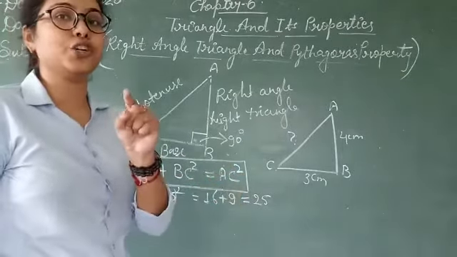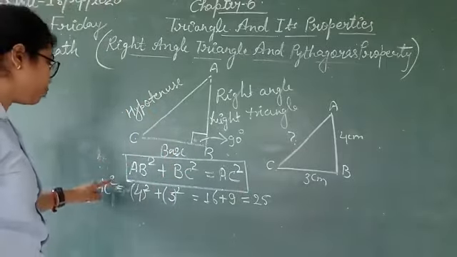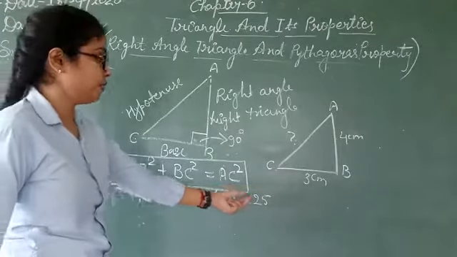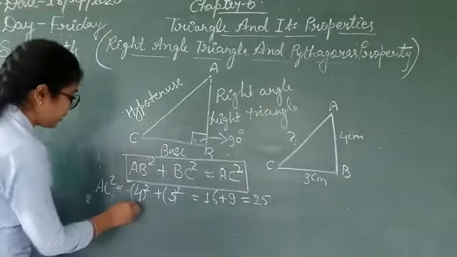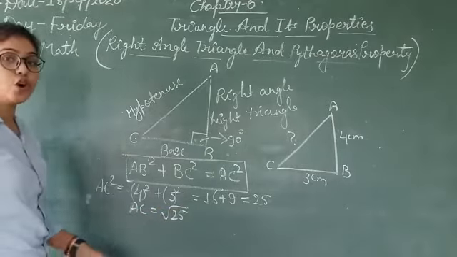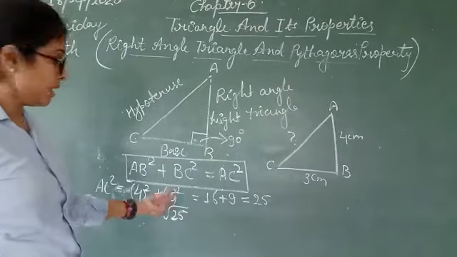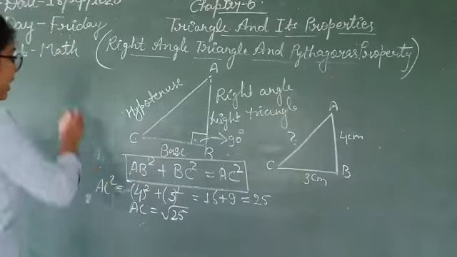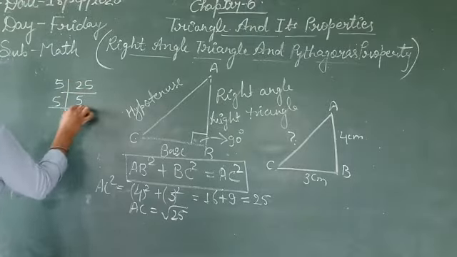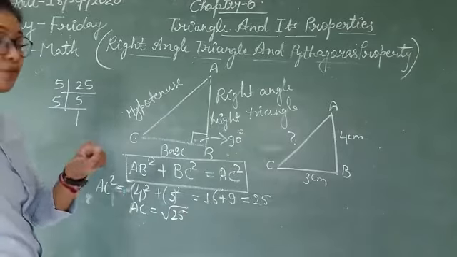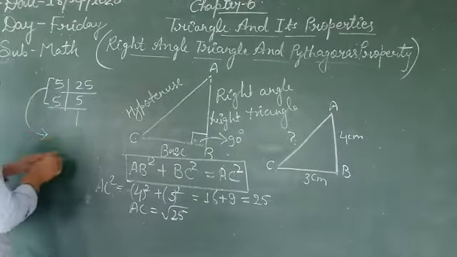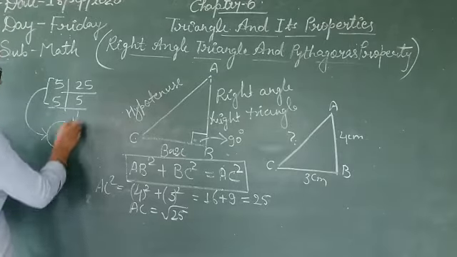But we need AC, not AC square. So when we remove the square from here, it will come under root. 25 will come under root, so we will write AC is equal to under root 25. And you know how we find the square root of the given value? You find the prime factors of the given number 25. You can divide it by 5, 5 fives are 25, and this is 5. After that we make the pairs. When you make the pair, for taking the square root we take only one from each pair.